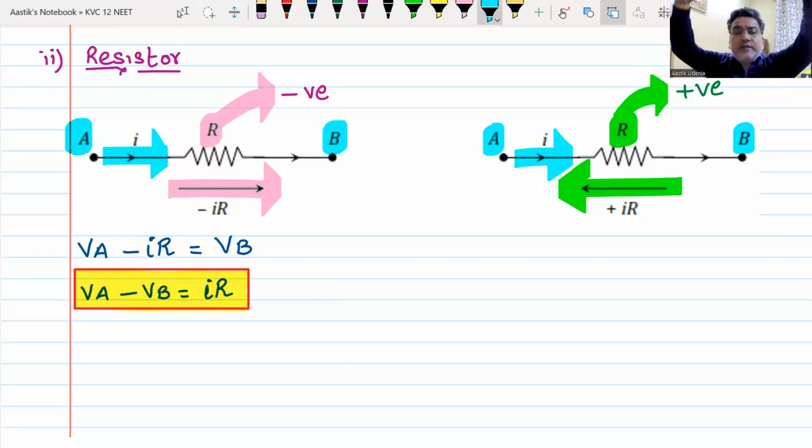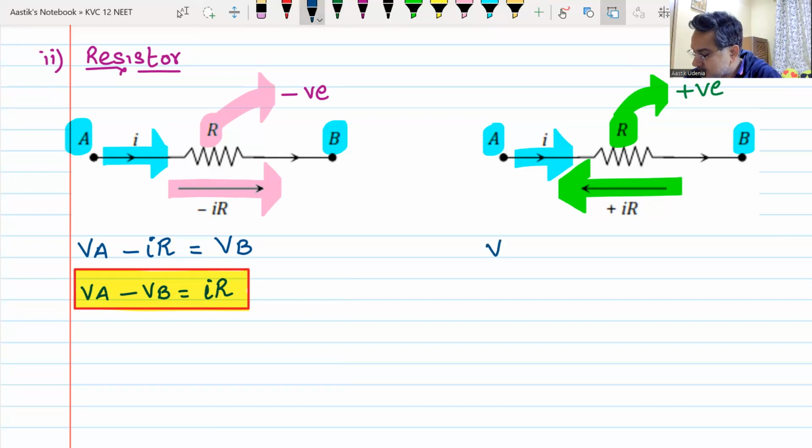Take a deep breath. Look at the direction. The green is the direction in which I am moving. Blue is the direction in which current is moving. It's not necessary that you move in the direction of current. We are moving in the green direction. Now tell me, from where will the equation start? Sir, VB plus IR is equal to VA.